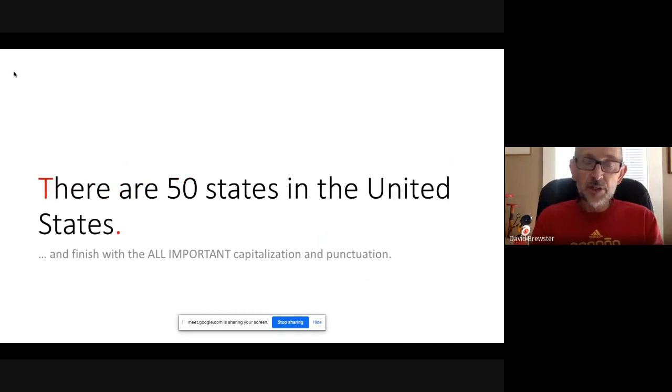And then of course we finish by capitalizing the beginning of our sentence and punctuating the end. That's a really big deal. I want you to leave 6th grade being accurate sentence writers. And if you're not capitalizing the beginning and punctuating the end, we've got some work to do, because we want to make sure you leave 6th grade being able to do that.